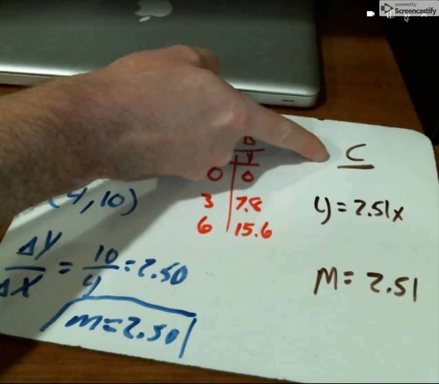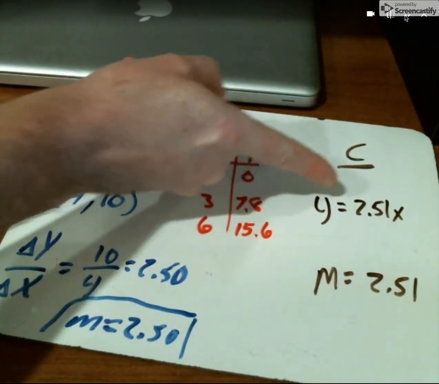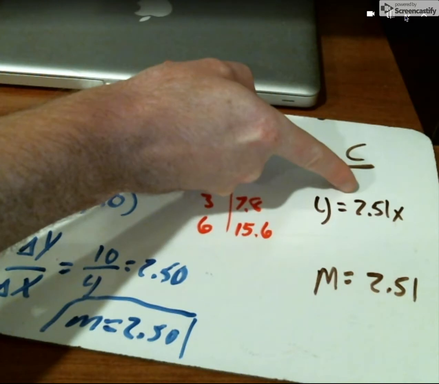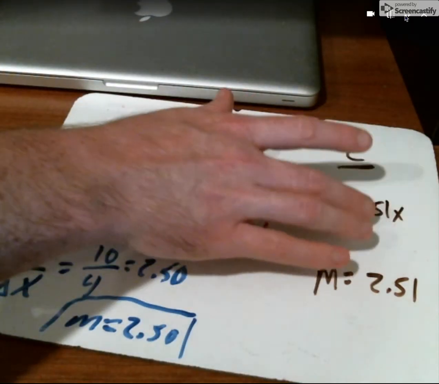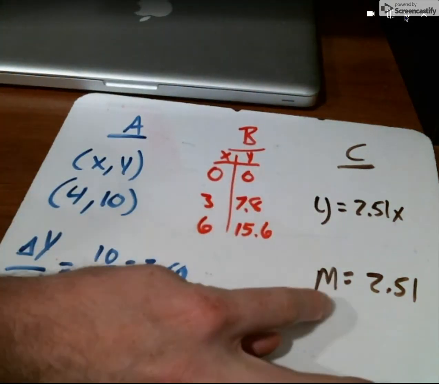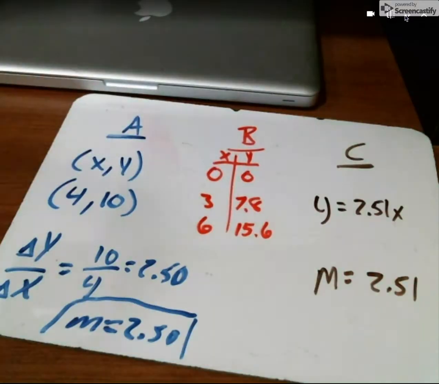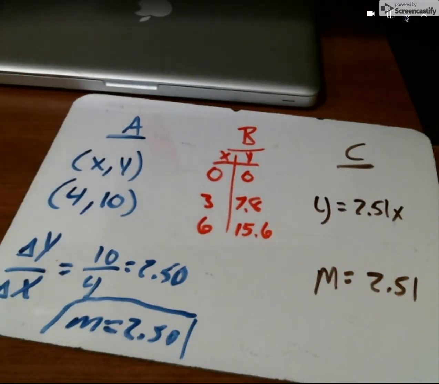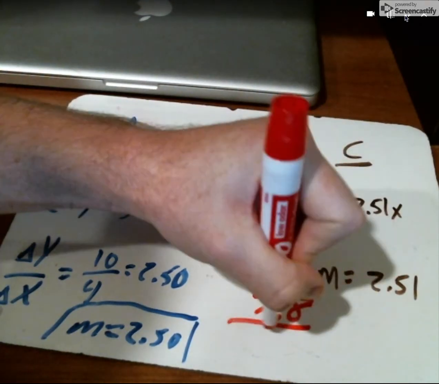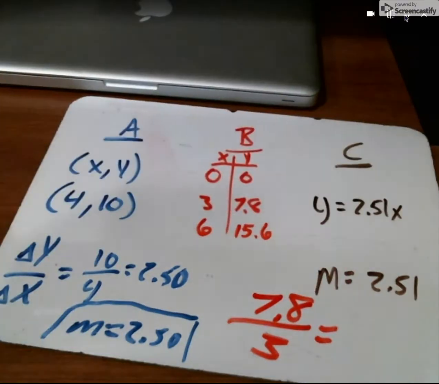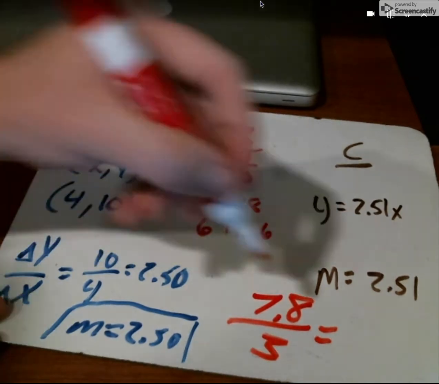For relationship C, it's shown as an equation. It's in that y equals k times x or y equals m times x formula where the number multiplied with x, the coefficient of x, is just our slope, our unit rate of 2.51. And then for the table, we'd need to take something like 7.8, the y change, and divide it by 3. 7.8 divided by 3 would give us exactly 2.60.